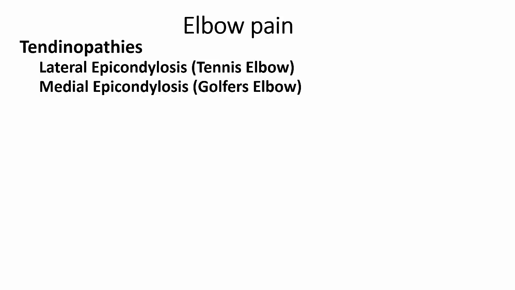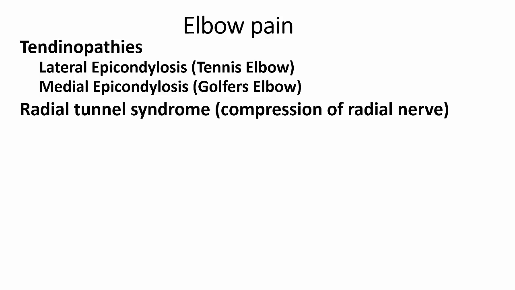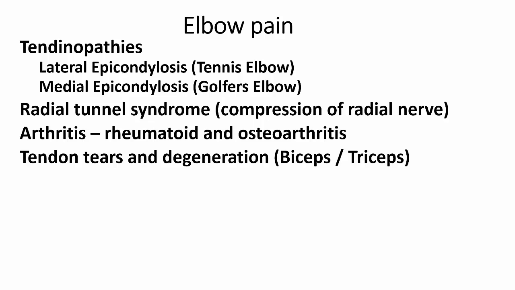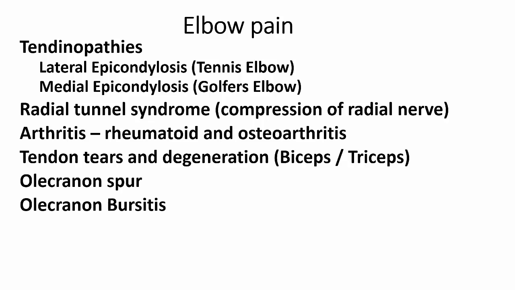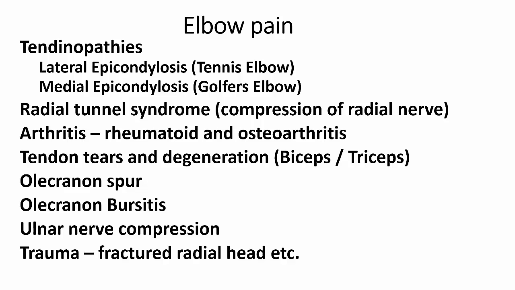Medial epicondylitis, and radial tunnel syndrome, which I mentioned at the end as well, which is really compression of the radial nerve just distal to the elbow. It's a funny condition to diagnose, quite uncommon, but certainly quite a cause of disability. Then there are the various types of arthritis, osteoarthritis and rheumatoid, and then tears. Triceps tendon tears are quite uncommon, but certainly biceps or degenerative biceps tears we see not uncommonly and they can be quite a source of problems. Olecranon spurs, olecranon bursitis, as well as things like ulnar nerve compression and trauma.